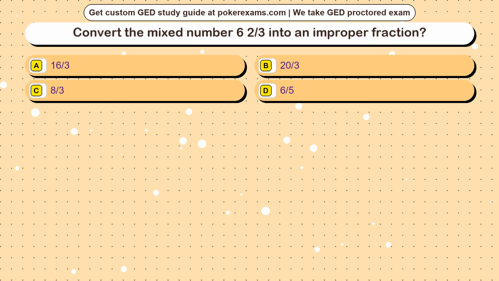Question 13. Convert the mixed number 6 2/3 into an improper fraction. Option A, 16/3. Option B, 20/3. Option C, 8/3. Option D, 6/5.